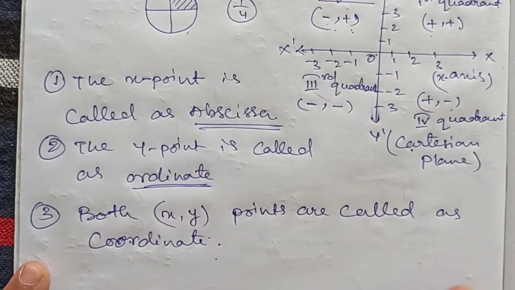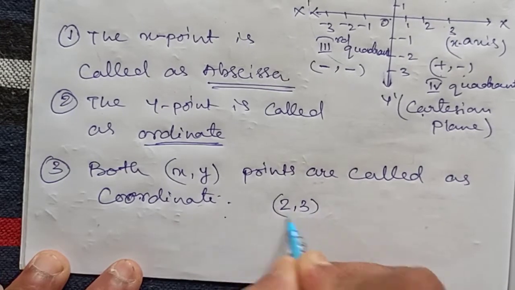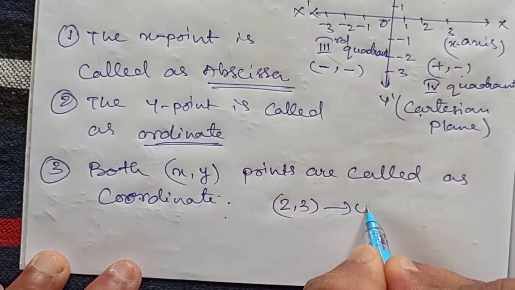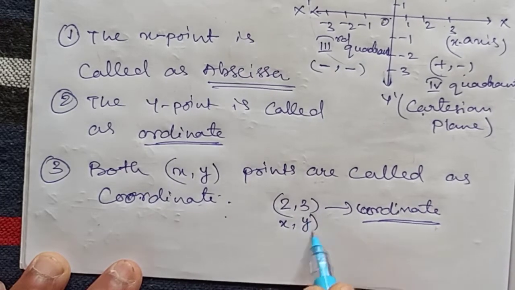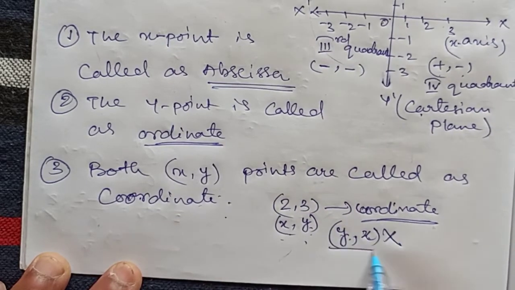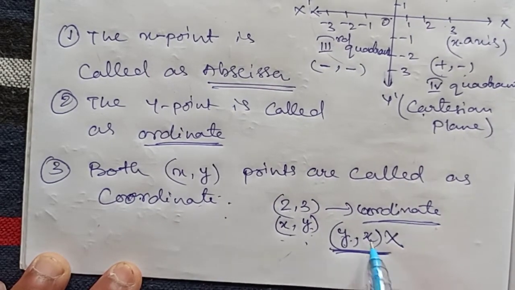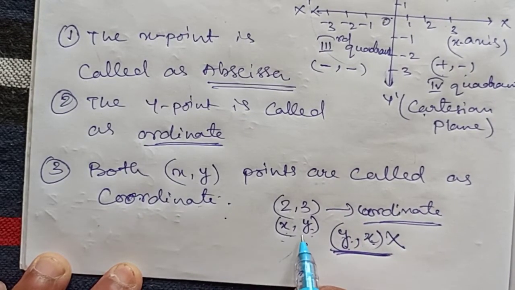Okay, and always remember, if I write 2, 3, this is a coordinate. Always the first point is of x, the second point is of y. Always the coordinates are represented with x and y. You don't represent any point with y and x. Never is the y point taken first. Always the x point will be taken first and the y point will be taken next.